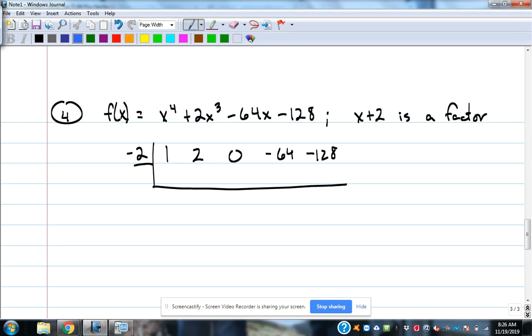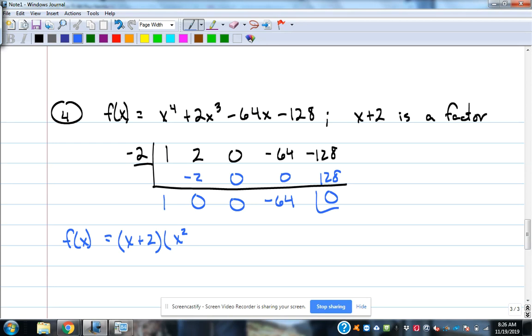All right, so negative 2 on the shelf for this one. Drop the 1. There's a 0. That's nice. There's still a 0. That's nice. There's a 0. And then that's 128. And so we get x plus 2, and then what's the other factor? Okay, you're going to get x to the third minus 64.